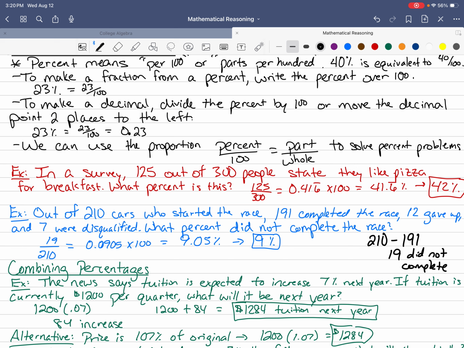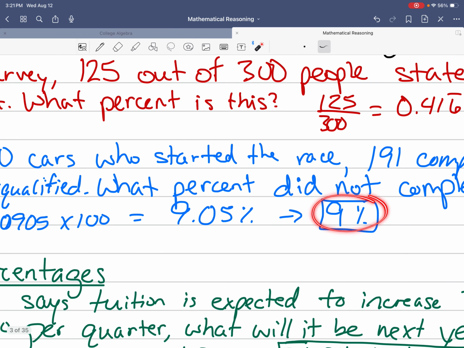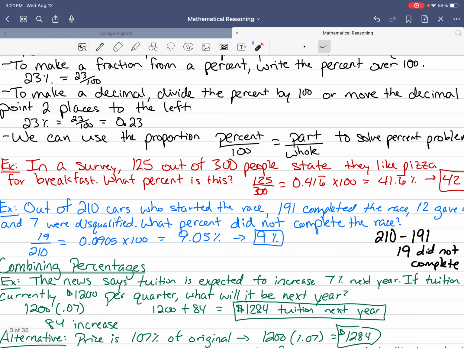Now, it didn't specify why they did not complete. Was it because they gave up or were disqualified? It didn't matter. It was just asking what percent did not complete the race. So that's our 19 here. We're going to take the number that did not complete over our whole, 19 over 210, my bad. You divide that, you get 0.0905. Multiply that by 100, and that gives us 9.05%, which we can simply round to 9%. So roughly 9% of the cars did not complete the race.